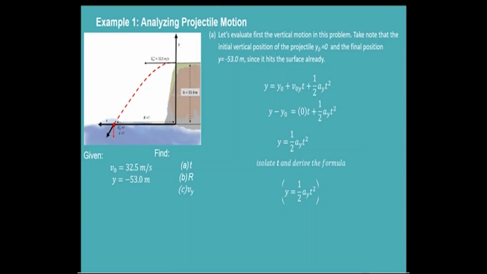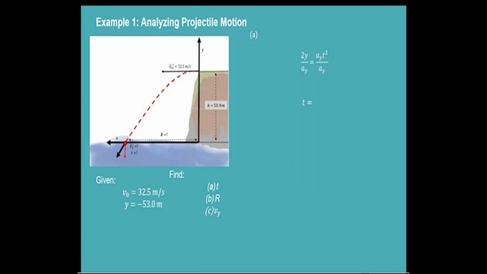From this, we will multiply both sides with 2 to eradicate the 1 half on the right side of our equation, making our equation 2y over a sub y equal to a sub y t squared all over a sub y. Dividing both sides by a sub y, t now is equal to the square root of 2y all over a sub y. Okay, let's substitute now the values.